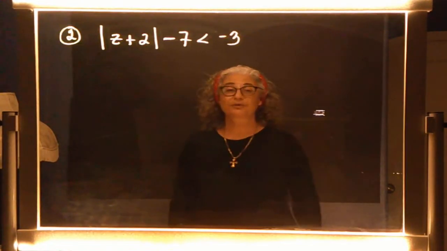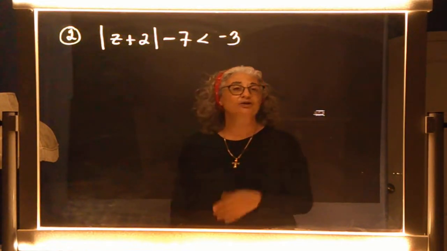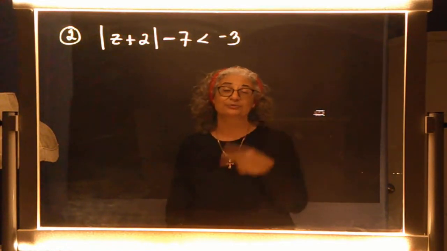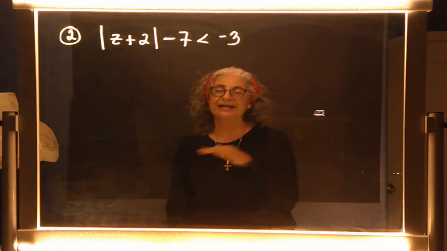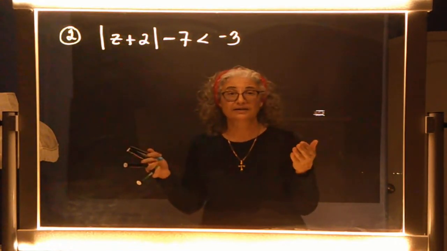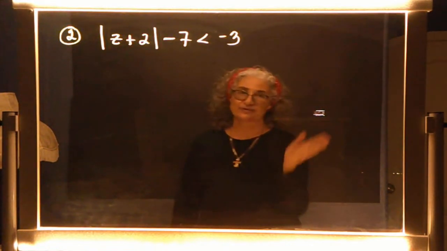Okay, so let's look at the second problem. Do you see those absolute values? Good. So how many inequalities are we going to have? Good, 2. Do I break them up into the 2 inequalities right now? Excellent. You don't. Why? Because they're not by themselves. So what do you got to do first? You got to move the 7 over first.